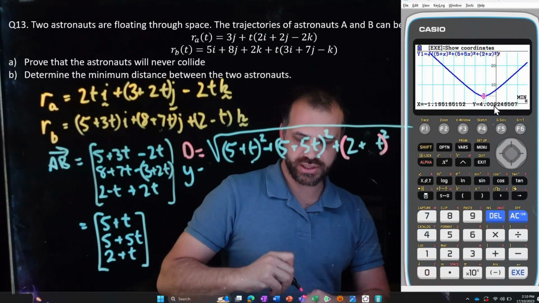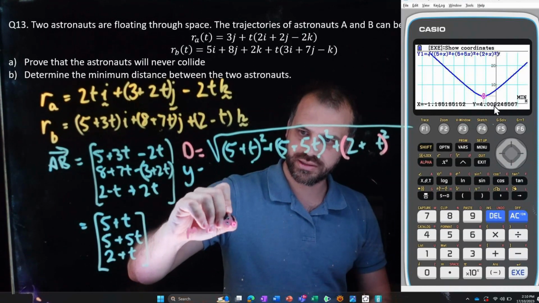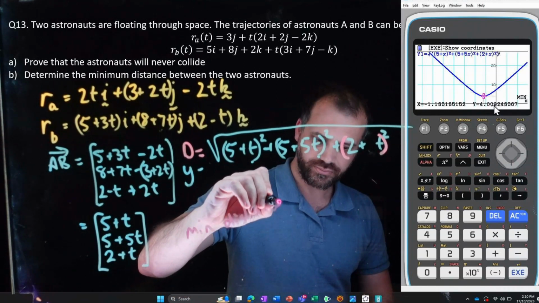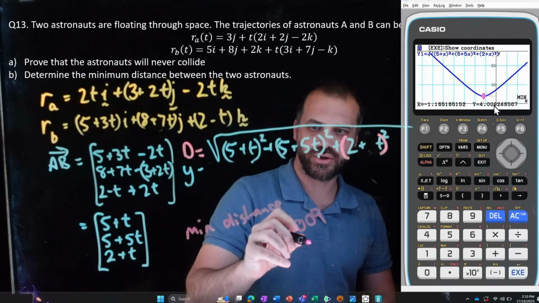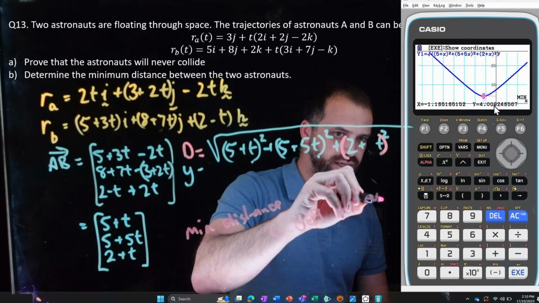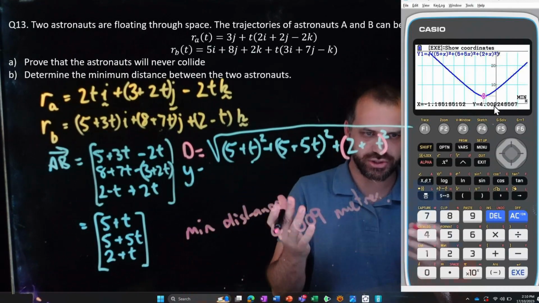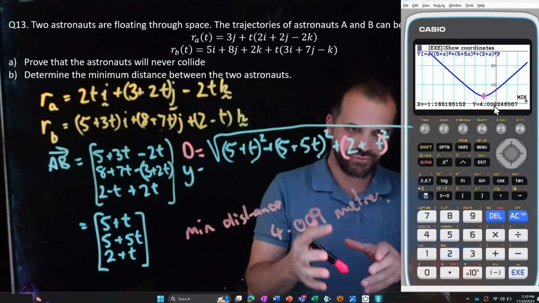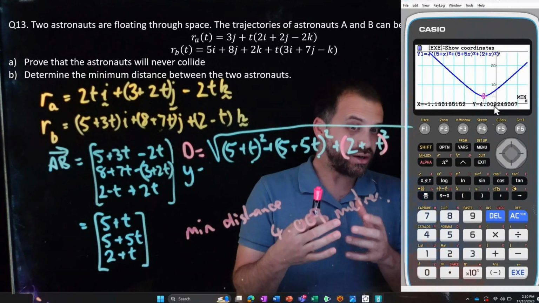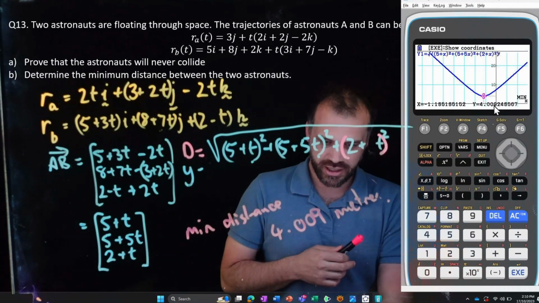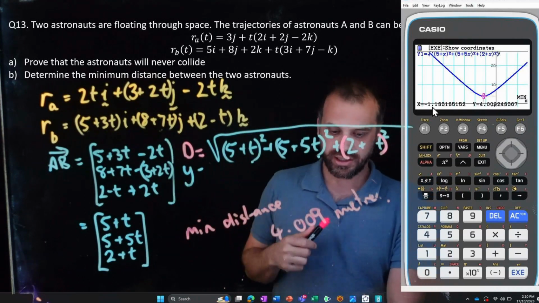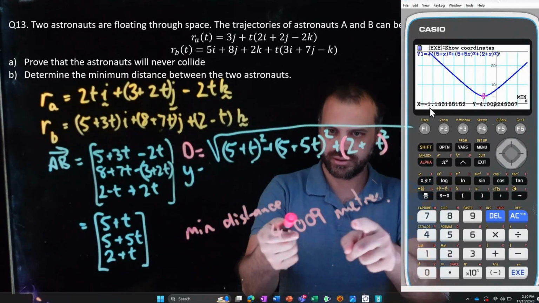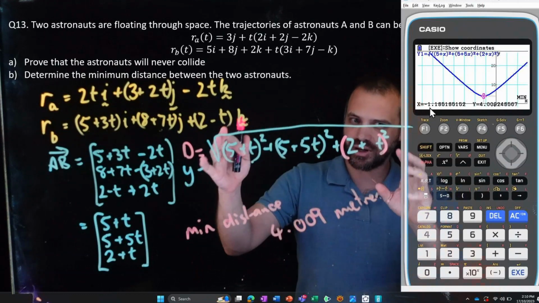So our minimum distance is 4.009 meters, I guess. I don't know if we're told it's meters. Let's assume it's meters. Minimum distance, 4.009 meters. You might have been asked what time it is. It would have been 1.1 seconds in the past. There is our answer.